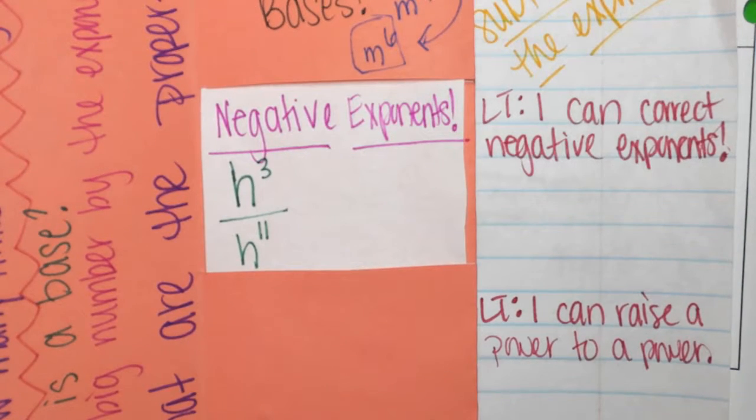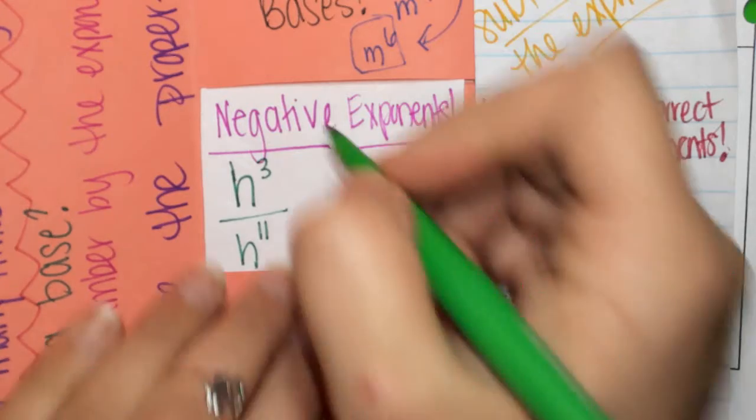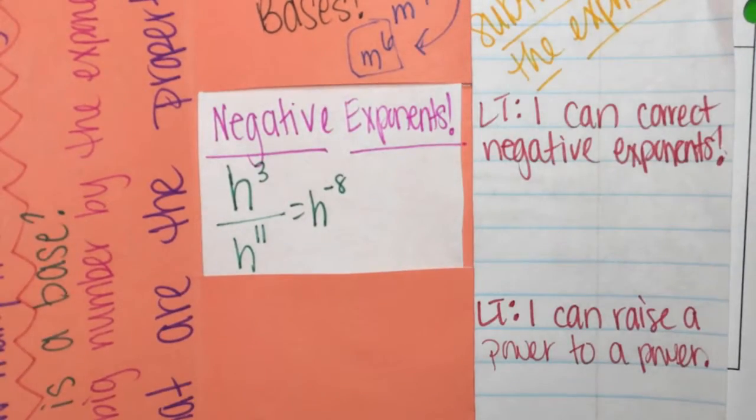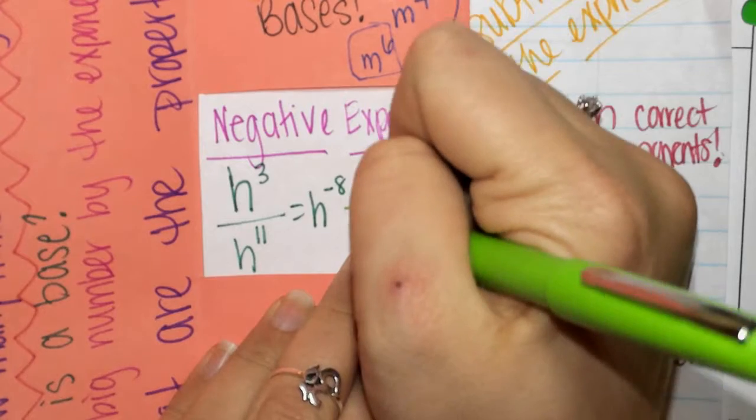Okay, so we have division, right? So when we divide those, what would we do to the exponents? We'd subtract them. So what's 3 minus 11? Now, you cannot have negative exponents. You cannot. And when you get a negative exponent, you do this.